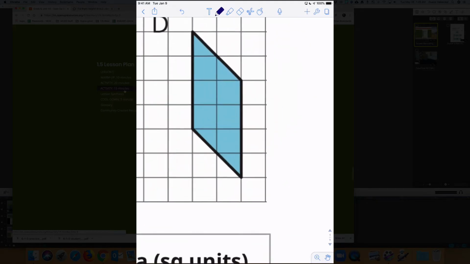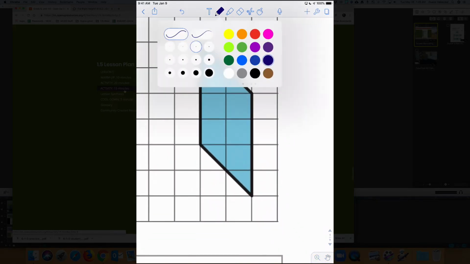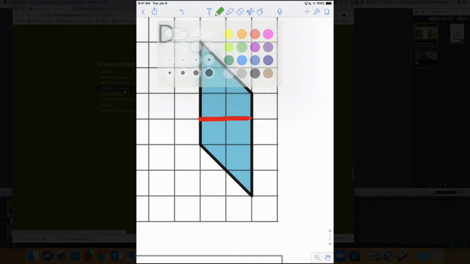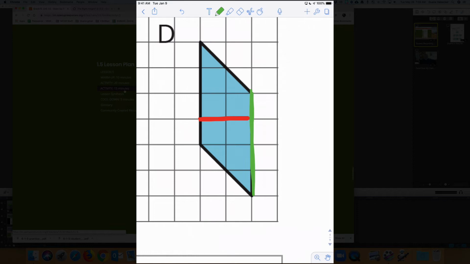And so finally D. Okay, now the height cannot be this line right here because it's not parallel to this base, nor is it parallel to this base. So that's not the height. It turns out the height is right here because here is our first base, here is our second base, and then I can slide this height up and down, and I see that it's parallel to both bases.